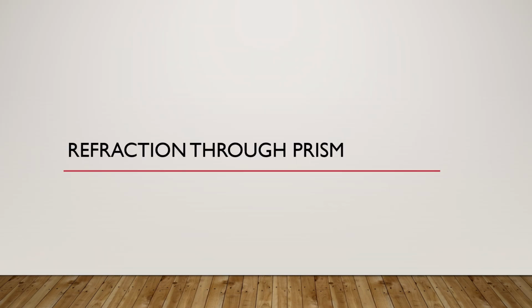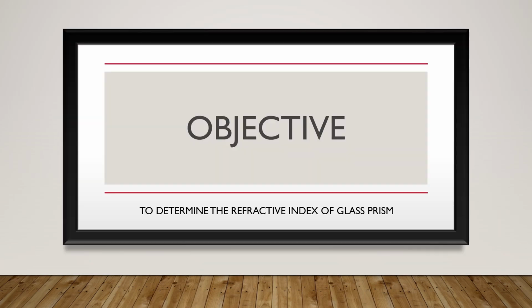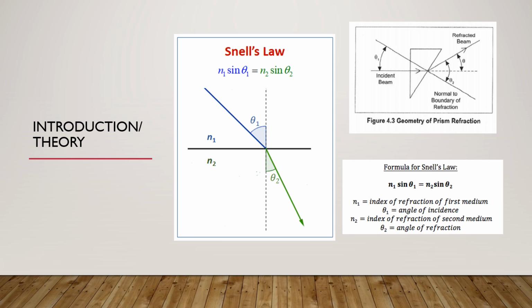So the first experiment is about the refraction through a prism. The objective of this experiment is to determine the refractive index of a glass prism. Firstly, refraction is the change of direction of a wave passing from one medium to another. A wave is refracted when there is a change in wave speed and the direction of wave propagation that is related to the direction of change in speed.